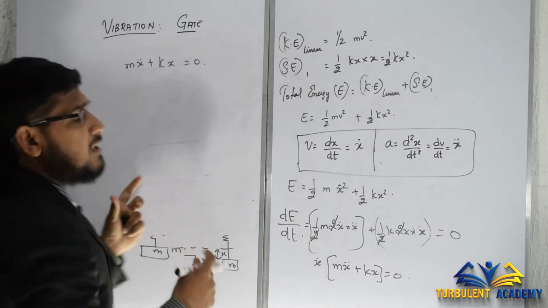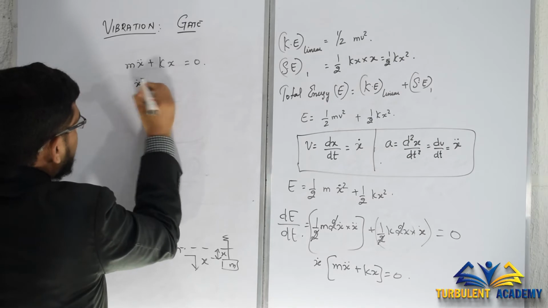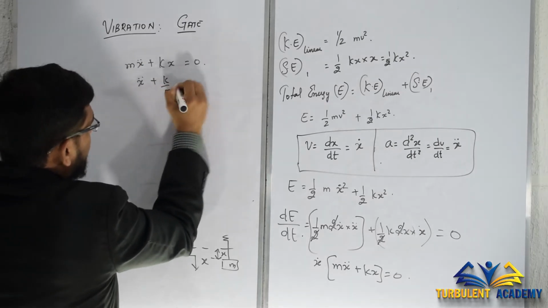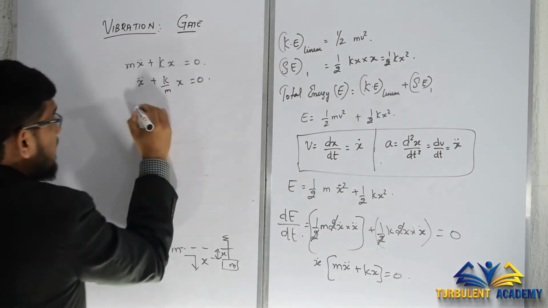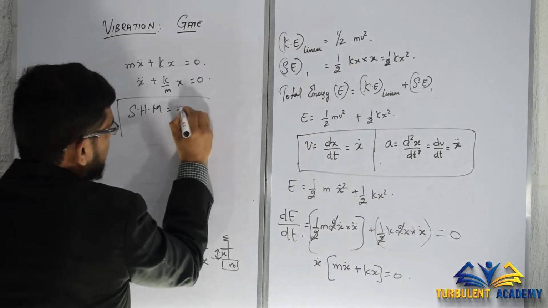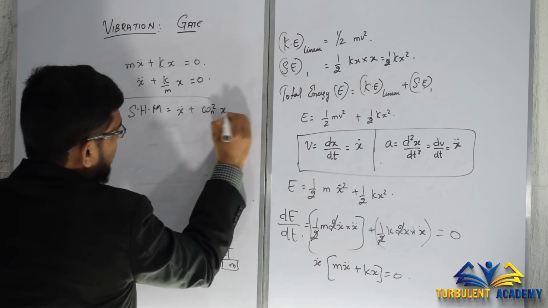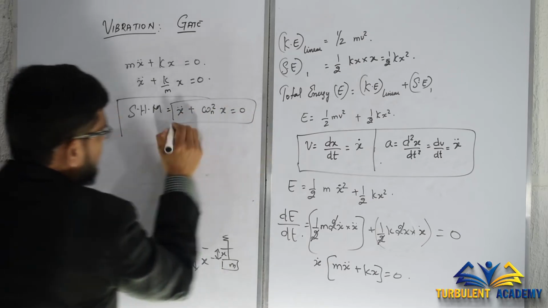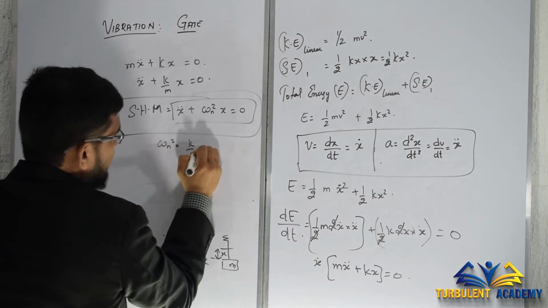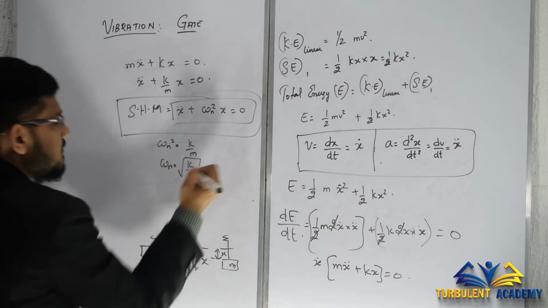So this is the simple harmonic motion equation. What is the simple harmonic motion equation? Let me rewrite it as one more step: x double dot plus k by m x equal to 0. The simple harmonic motion equation goes like x double dot plus omega n squared x equal to 0. So if you look, we can take omega n squared equal to k by m. So omega n is equal to root of k by m.